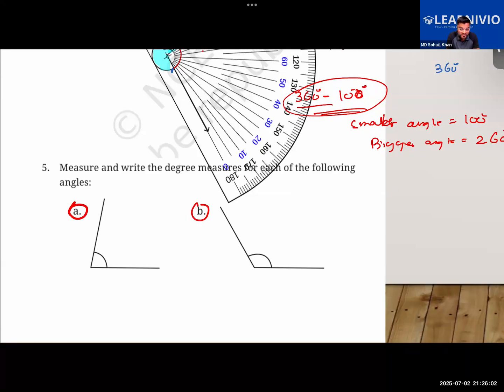State whether the following statements are true or false. And the last one: L2 bisects BY. So does it bisect or not? Bisect means that it should be dividing it into two equal parts, right? So what's the measure of BY? Yeah, Habib, I got 80 degrees for A. That's correct. Very good. Find the measure of the next one.